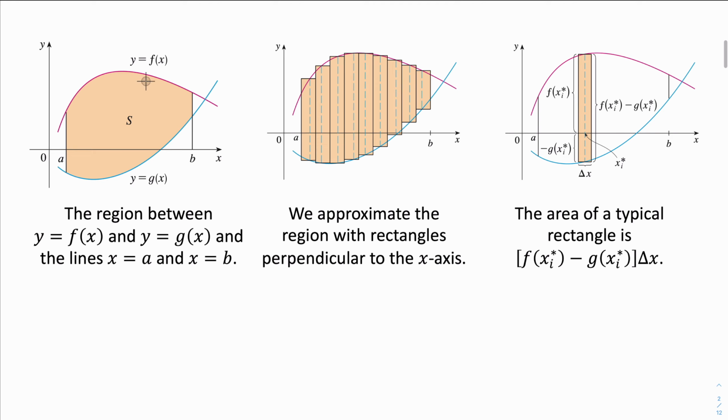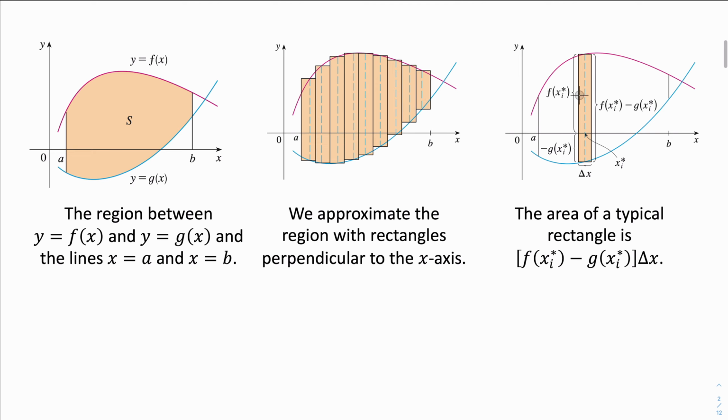So this region here, which they call S, which is bound between y equals f of x and y equals g of x, and is in between the lines x equals a and x equals b, is often something that we try and find in calculus. Now, we could estimate the area in the same way that we did with our original integral by using rectangles and trying to approximate the area by finding the sum of the area of these rectangles.